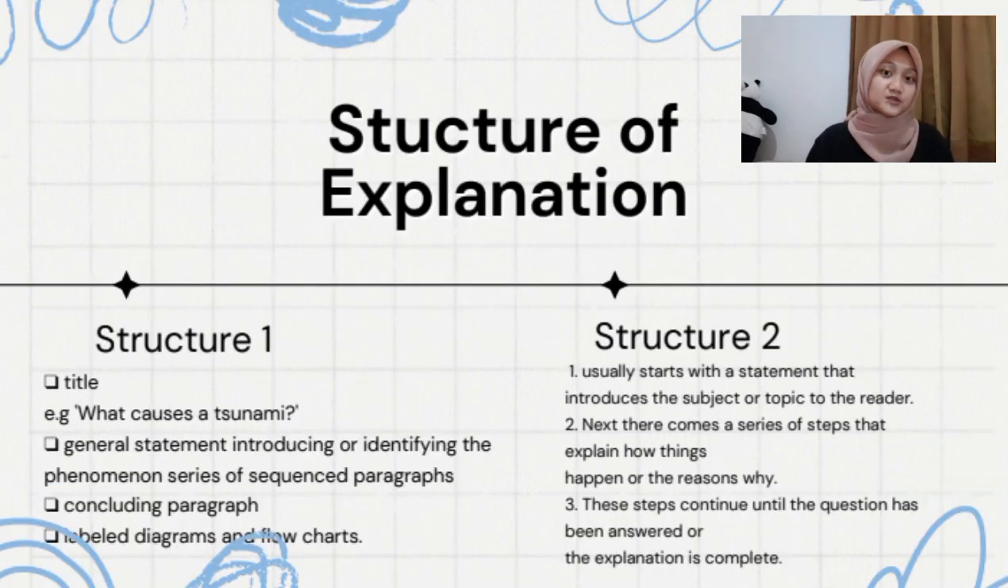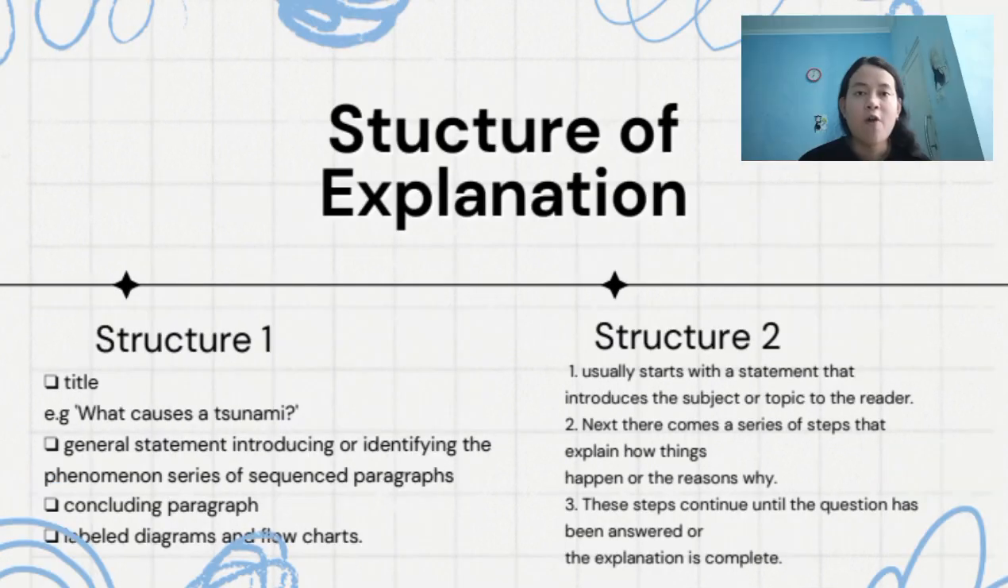The next part will be delivered by Casilda. For the structure of explanation, there are two structures. First structure: 1. Title. 2. General statement, introducing or identifying the phenomenon, series of sequenced paragraphs. 3. Concluding paragraph. 4. Label diagrams and flow charts.